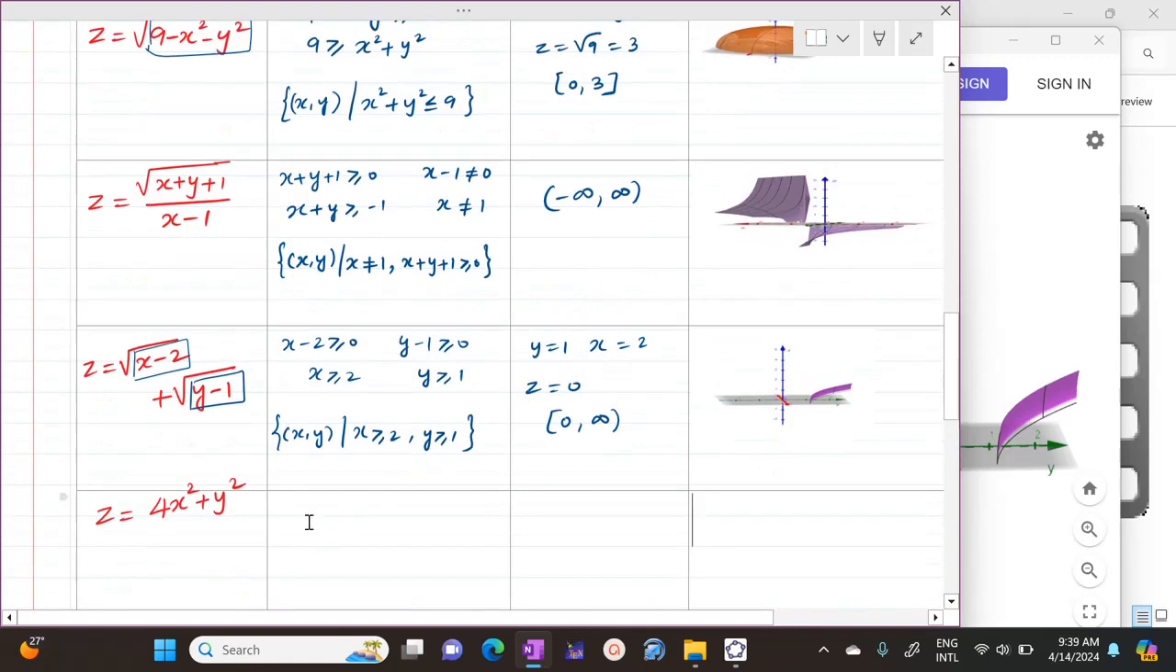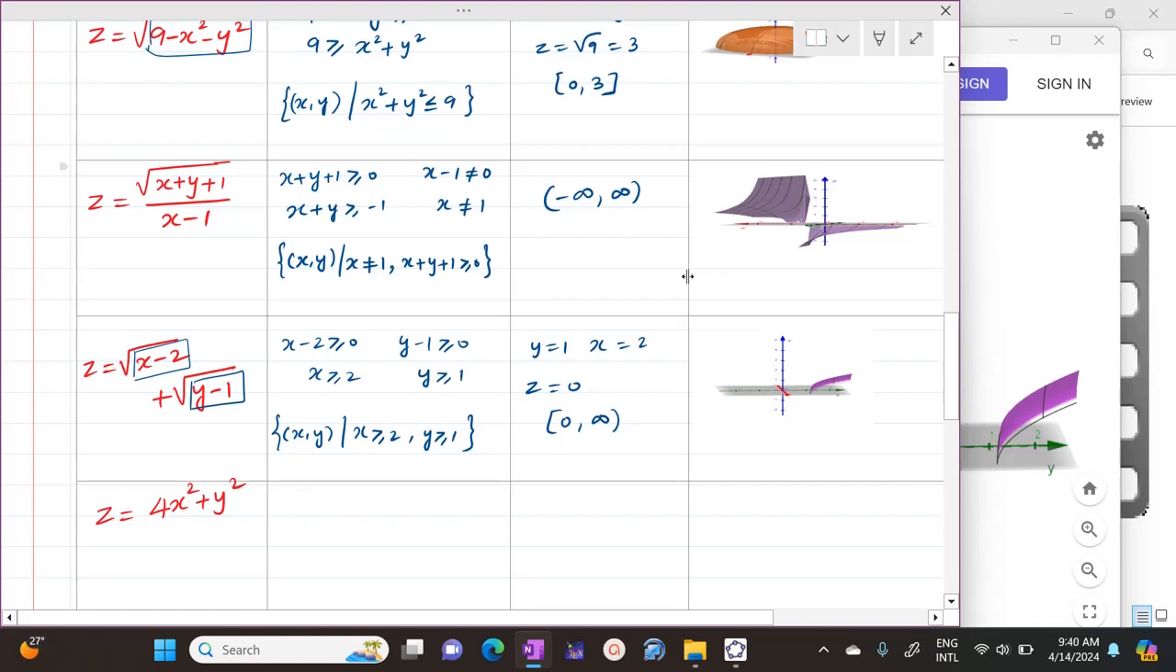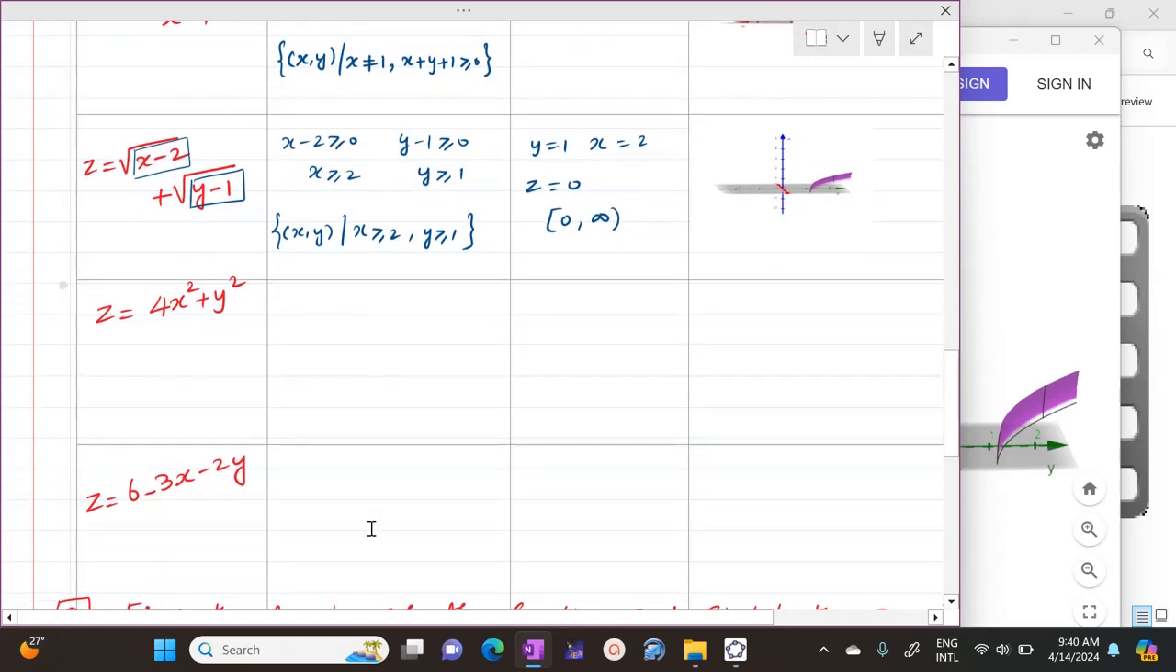Okay, next one we will have here: 4x square plus y square. The x value will take any value from minus infinity to plus infinity, and the y value will take any value from minus infinity to plus infinity. Therefore it is R square, the entire xy plane, the two dimensions. The entire xy plane is the domain, and for the range, if you substitute x equals 0, y equals 0, the minimum starting value, you will get all the values it will take.